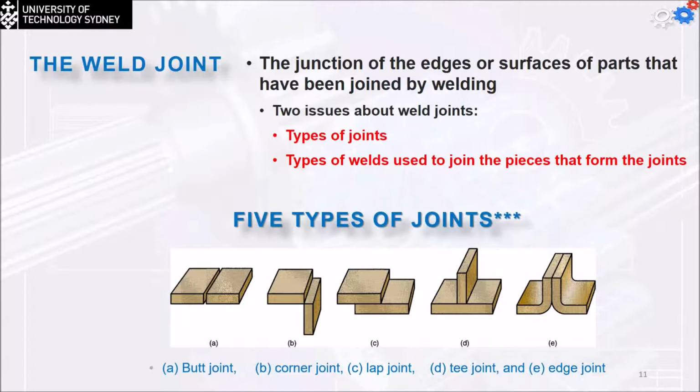And this one is an edge joint because I'm going to do the welding on the edge between the two parts. So just try to remember the shapes and memorize them. Possibly you're going to have 4 marks for that. Once again, it's butt joint, corner joints, lap joints, T-joints, and the edge joints.